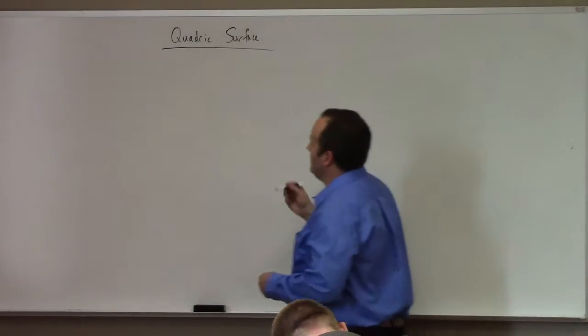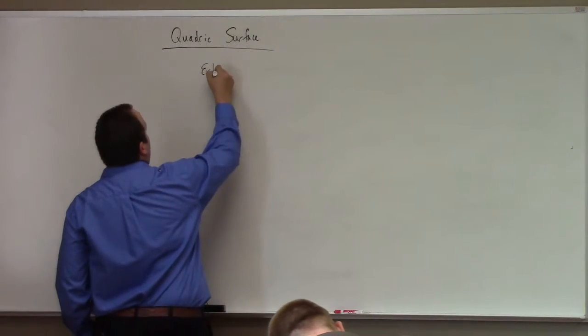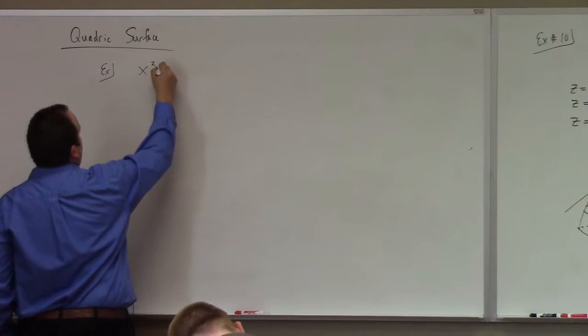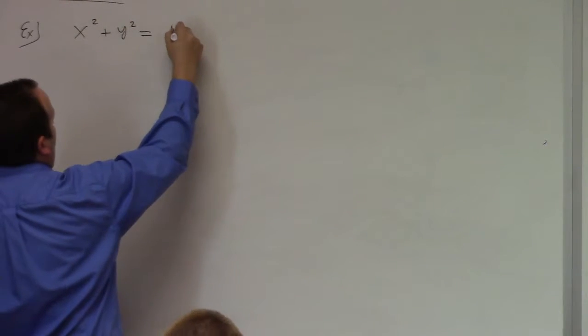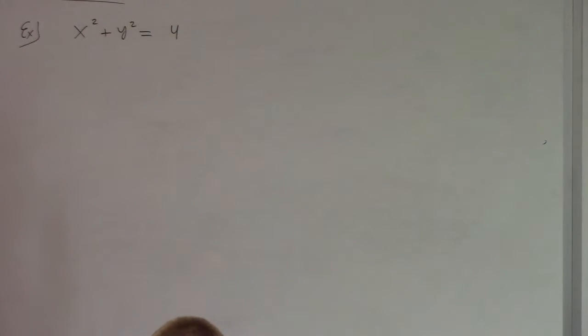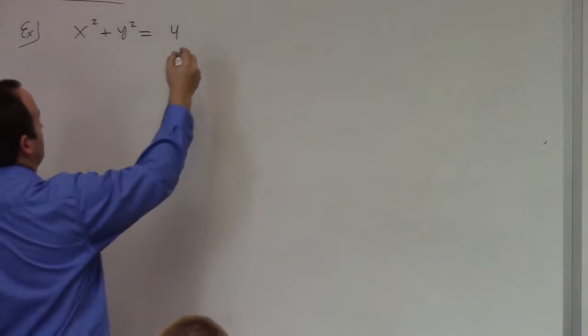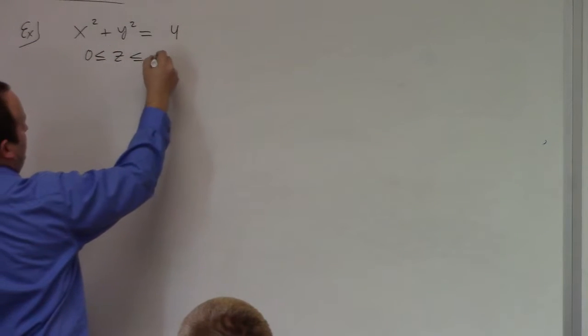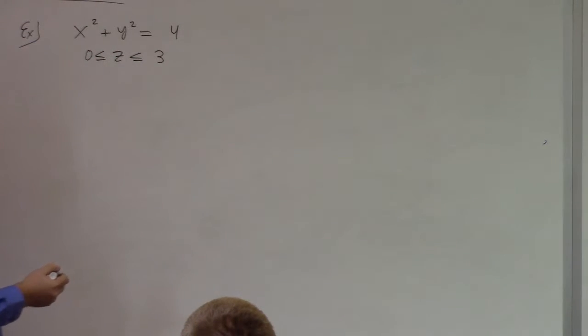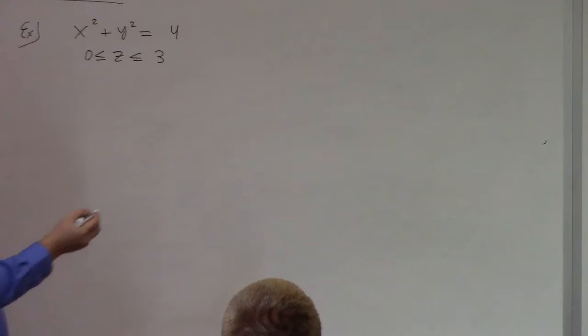Okay, so let's see here. An example. How about a cylinder? x squared plus y squared equals 4. How would you parametrize this? And let's make it simple. Let's say 0 is less than or equal to z is less than or equal to 3. What would the parameterization of this be? How would you do that?